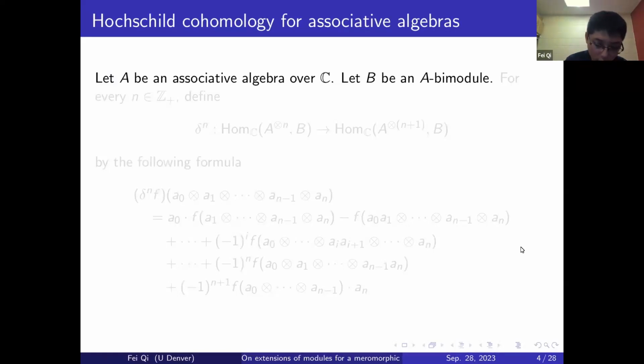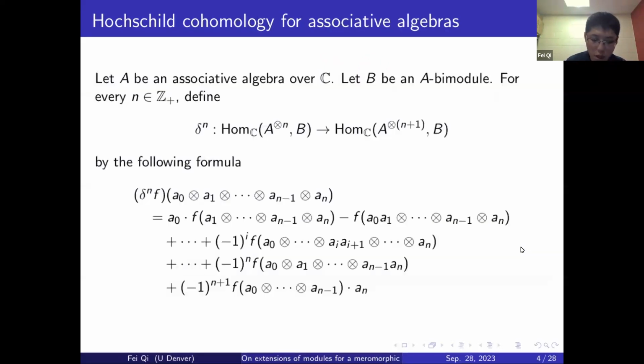Let A be an associative algebra over the complex numbers, and let B be a bimodule. Then we will use the set of C-linear maps from A tensor n to B as the space for the cochain complexes. For two cochain spaces, we define a coboundary operator connecting the cochains of order n and n plus 1. Given a map accepting n inputs with image in B, we define delta n of f to be a map accepting n plus 1 inputs.